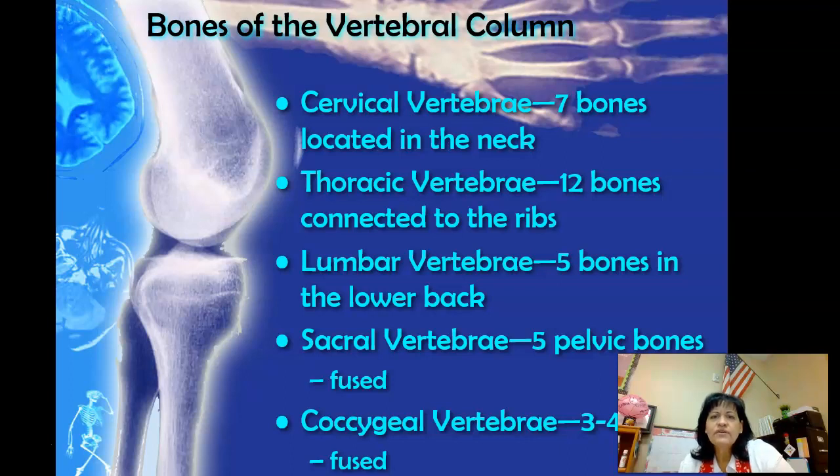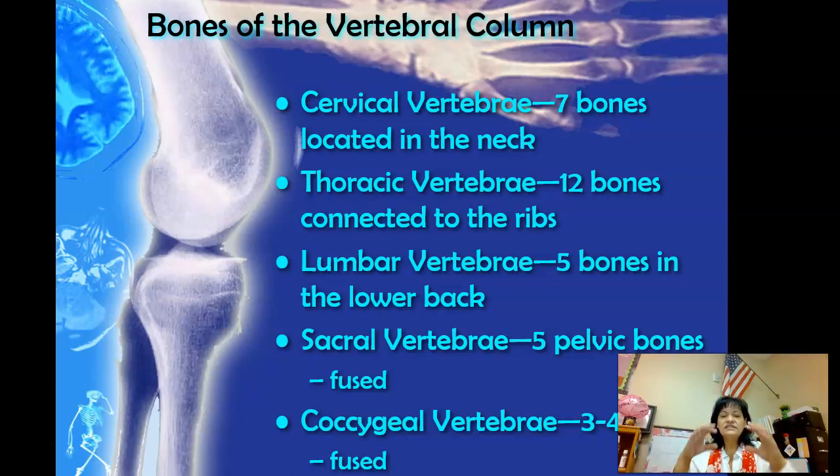So the bones of the vertebral column, you have 7 cervical bones, which are located in the neck. Okay, you've got 7 of those. Then the next 12 bones are connected to the ribs. Those are called thoracic vertebrae. Then you have 5 bones in the lower back that are called lumbar vertebrae. Then you've got the sacral or sacrum. That's 5 pelvic bones, and they are fused together.